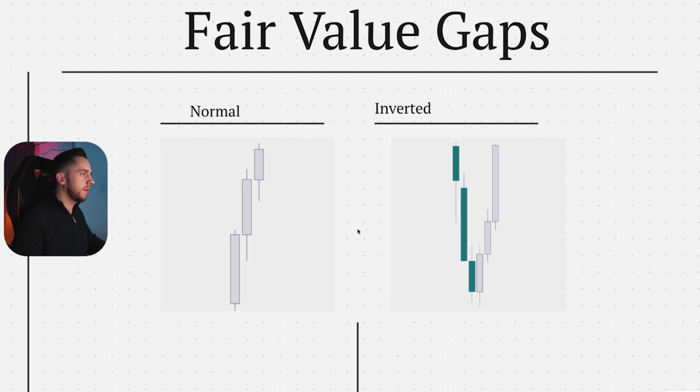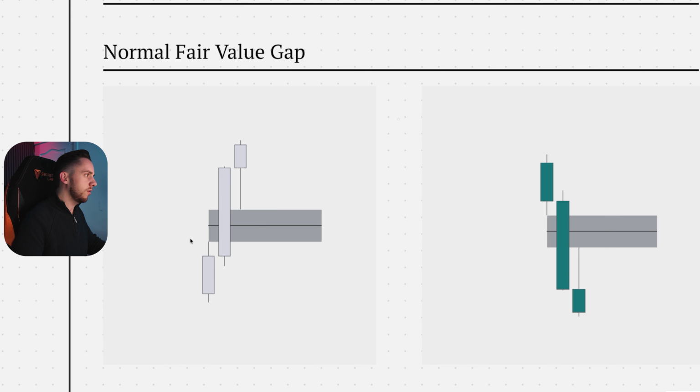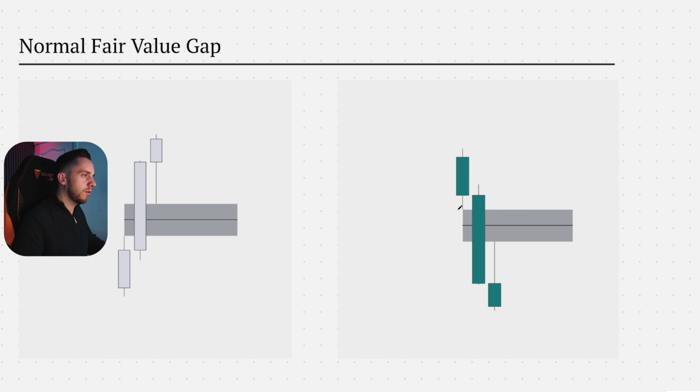A fair value gap is a simple 3-candle pattern like you're seeing right here. This is how it's going to look to your naked eye, but here's how I mark them. It's very simple. All you need to do is grab the top wick of the first bullish candle and the bottom wick of the third bullish candle. The space in between is going to be your fair value gap. Same thing for the bearish case scenario. You grab the bottom wick of the first bearish candle and the top wick of the third bearish candle.